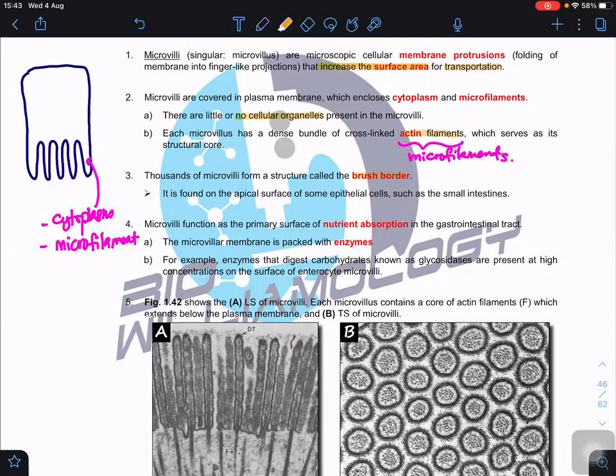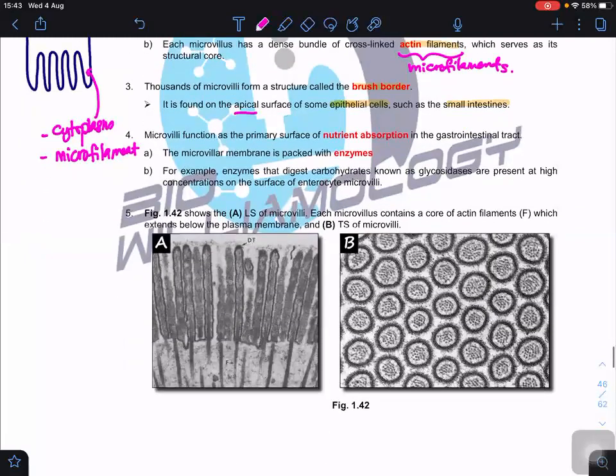Okay, so thousands of microvilli then form something like a brush border. It's something like a brush. So it's found on the apical surface of some epithelial cells, such as in the small intestine. Okay, now what's the apical surface? Apical surface is the one that faces the lumen.